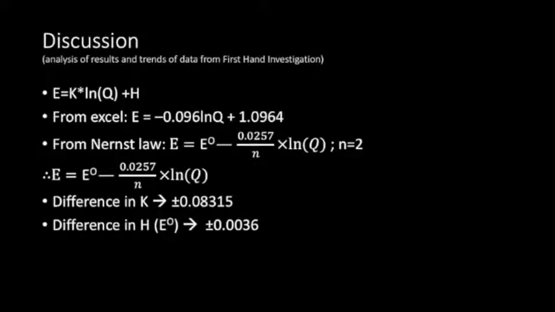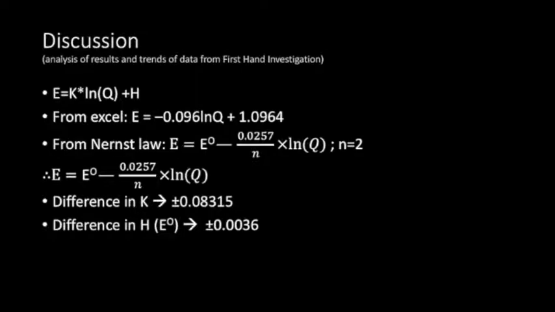For the Nernst equation, the constant in front of ln Q is 0.025 on n. However, we know n is 2, as 2 electrons are oxidized from zinc. So the coefficient becomes negative 0.0257 on 2, which is negative 0.012. Therefore, the constants are in close proximity with each other, with a plus minus 0.08315 difference. Moreover, the constant 1.096 should approximately equal the standard potential. The standard potential of zinc and copper equals 1.1. Thus, the values are in close proximity with each other, with a difference of plus minus 0.0036.